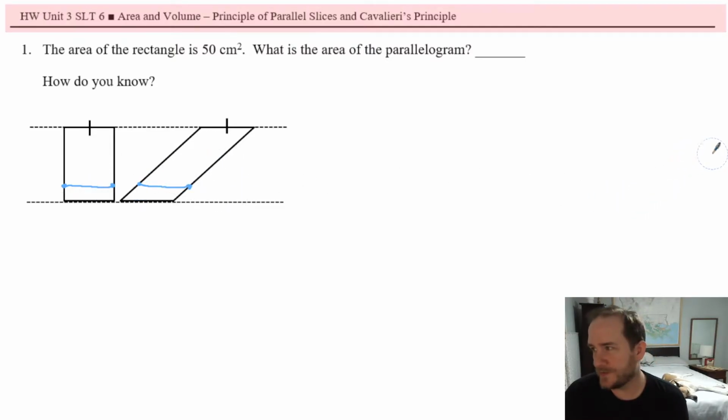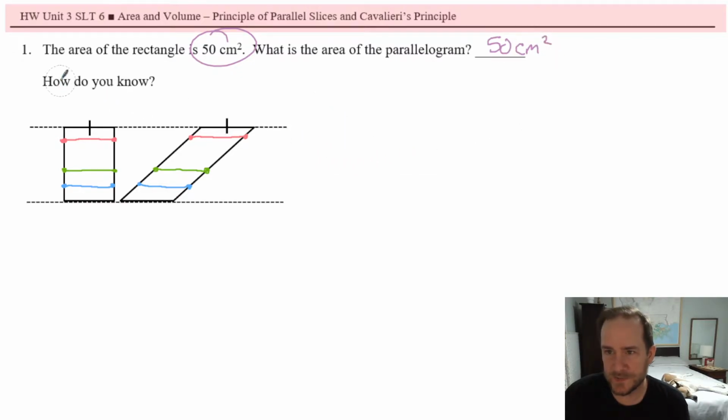And I know that those two slices are the same length. If I go up a little bit, I can take a green slice and then continue over into the parallelogram here, take a green slice, and those two slices are the same length. I can continue up to here, take a pink slice, continue over to the parallelogram, take a pink slice, and they're the same length. And so when all of these slices are the same length, that guarantees us that the two shapes have the same area, which means that if the rectangle is 50, then the parallelogram is also 50.